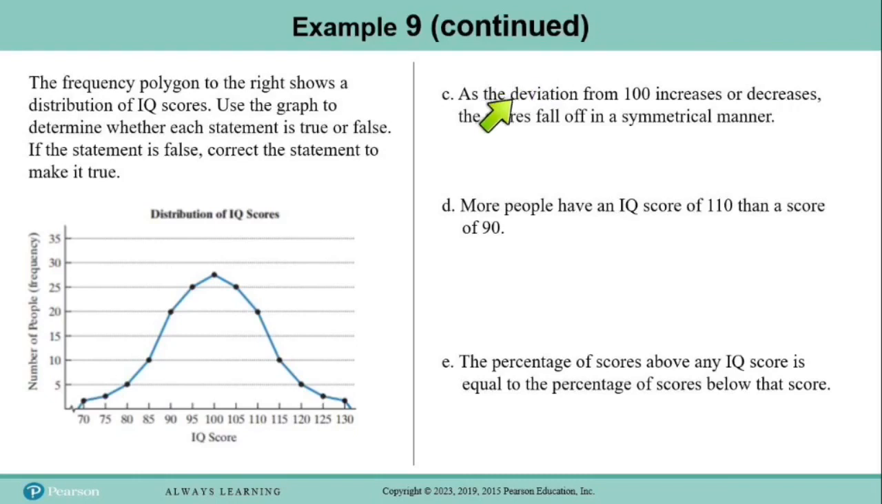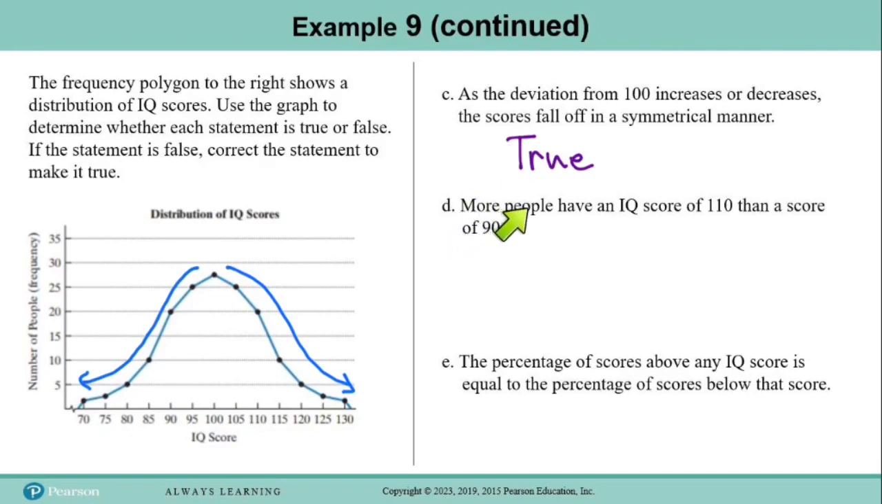And then part C, as the deviation from 100 increases or decreases, the scores fall off in a symmetrical manner. So they're claiming that as we move away from 100, the shape of the graph is the same on both sides. And I believe that is true, because if you look right here where the score of 100 is represented, the shape going in either direction is the same. So part C is a true statement.